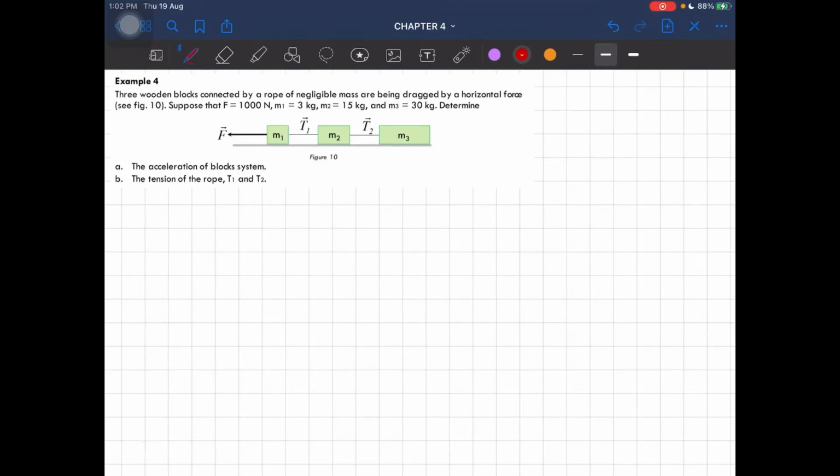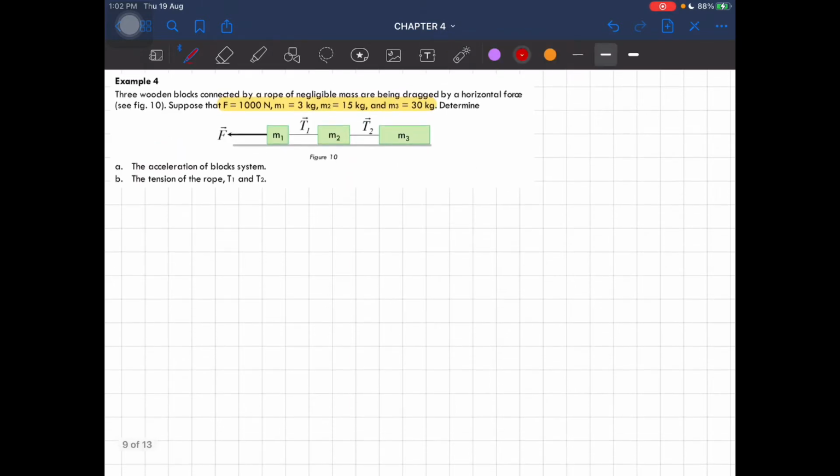Alright, example number 4. Three wooden blocks connected by a rope of negligible mass are being dragged by a horizontal force. So it has given us the information that we need. Then we have these three blocks of system here where we have to find the acceleration as well as the tension of rope T1 and T2 here.